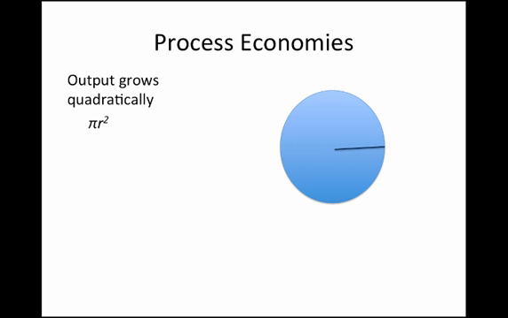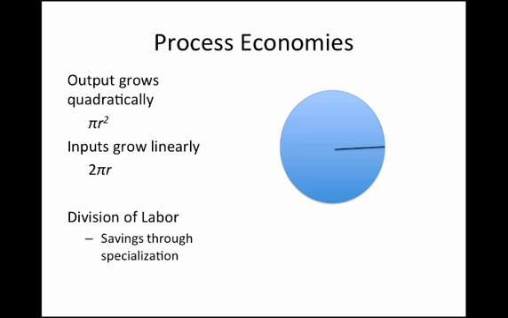Many production processes are best understood as moving material through a pipe. Output expands as the firm expands the cross-section of a pipe. That is, it grows quadratically with the radius. Now, costs expand linearly with the circumference of the pipe. Other cost savings are realized through the division of labor, the gains from specialization.